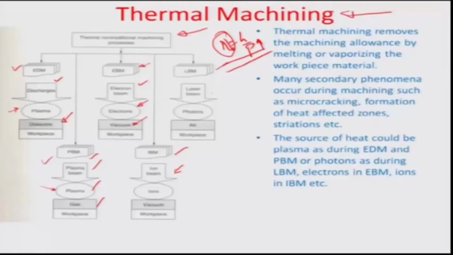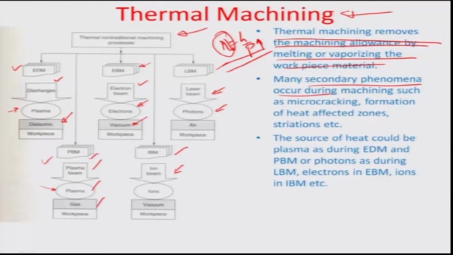And then you have laser beam machining, where there is a photon to phonon conversion leading to a local melting of the workpiece. So, thermal machining removes the machining allowance by melting or vaporizing the workpiece material. Many secondary phenomena occur during the machining. These are micro cracking, formation of heat affected zones, striations, etc. And the source of heat could be either a discharge as in EDM, or plasma in case of PBM, or photons as during LBM, electrons in E beam machining, and ions in the ion beam machining, etc. So, that is the thermal machining process.